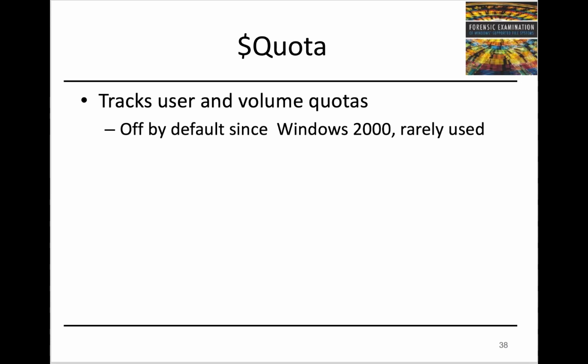And then something called $Quota. This tracks user volume quota, so you could set that a user can only use 50 gig out of a 500 gig drive or whatever quotas, but this is rarely used.